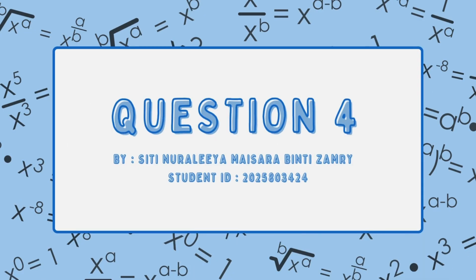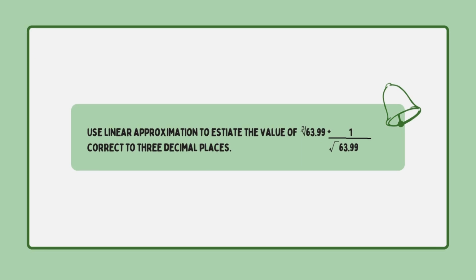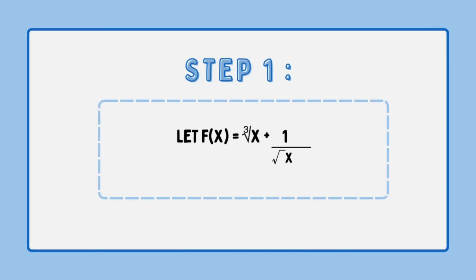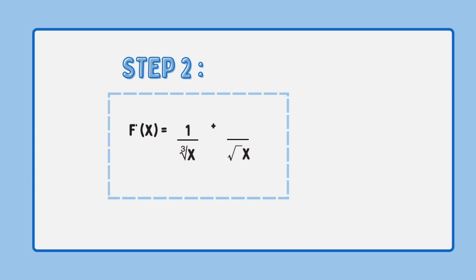For question number 4, use linear approximation to estimate the value of cube root of 63.99 plus 1 over square root of 63.99, correct to 3 decimal places. Step 1 is let f(x) equal to the cube root of x plus 1 over square root of x. Step 2 is we need to use the differential method. So f prime of x equals 1 over cube root of x plus 1 over square root of x.